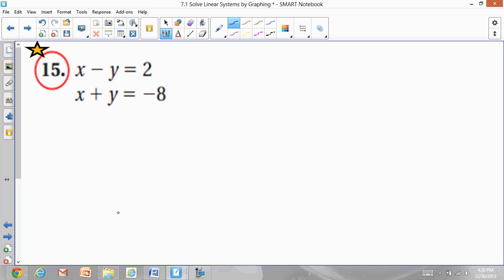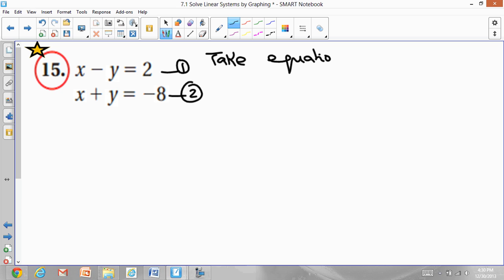Let's focus on question number 15. Now, one way to solve this question, to solve the system of equations, is by graphing. So what I'm going to do is graph my first equation and graph my second equation. I'm going to call this equation number 1 and this is my equation number 2.